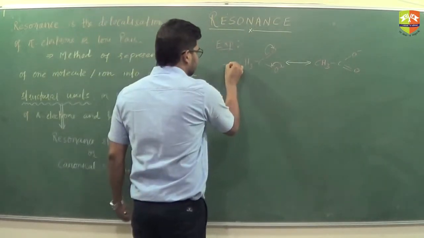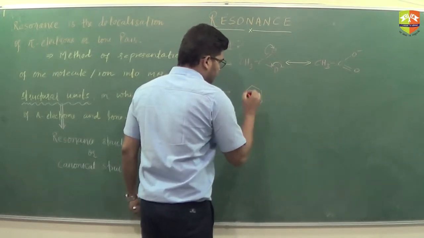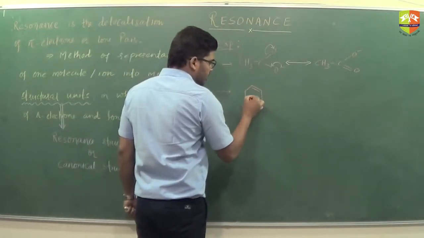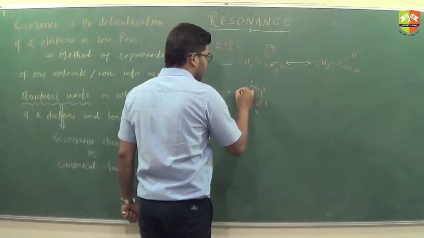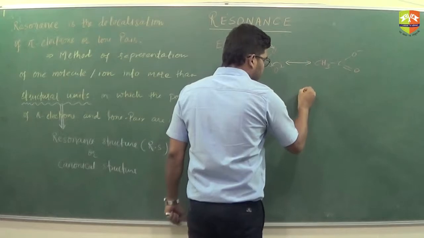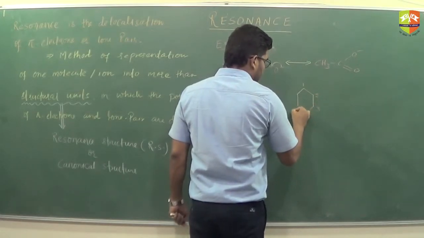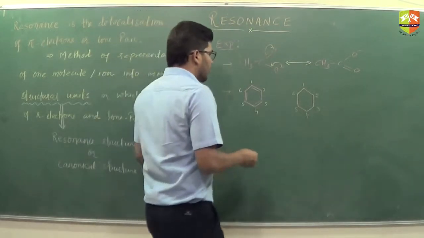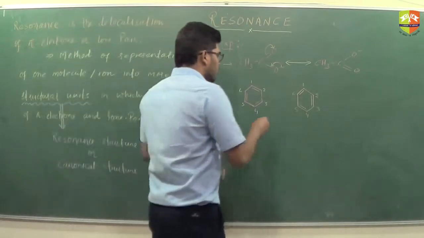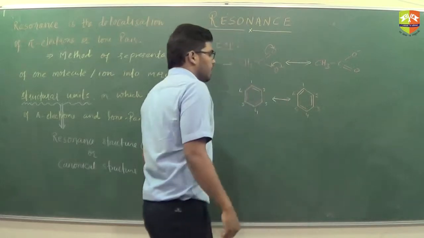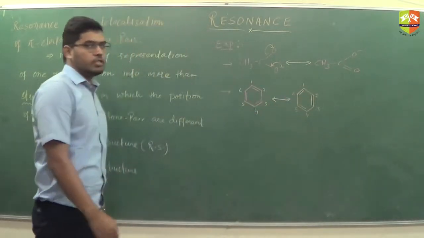One more example: suppose I write benzene. The structure of benzene has alternate pi bonds present. Now if I number these carbon atoms 1, 2, 3, 4, 5 and 6, I can write another structure of the benzene ring where the positions are the same, 1 to 6, and here the double bond is present here. So these two are also resonating structures of each other. What is the difference in these two structures? We have a double bond between the first and second carbon atom in one, and here we have a single bond between the first and second carbon. So these two are the resonating structures.